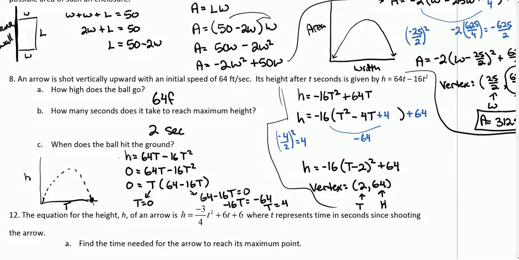And there's a little issue here, which starts by talking about an arrow shot vertically upward, and then now it's talking about a ball. It should say arrow. And so our answer is 4 seconds.